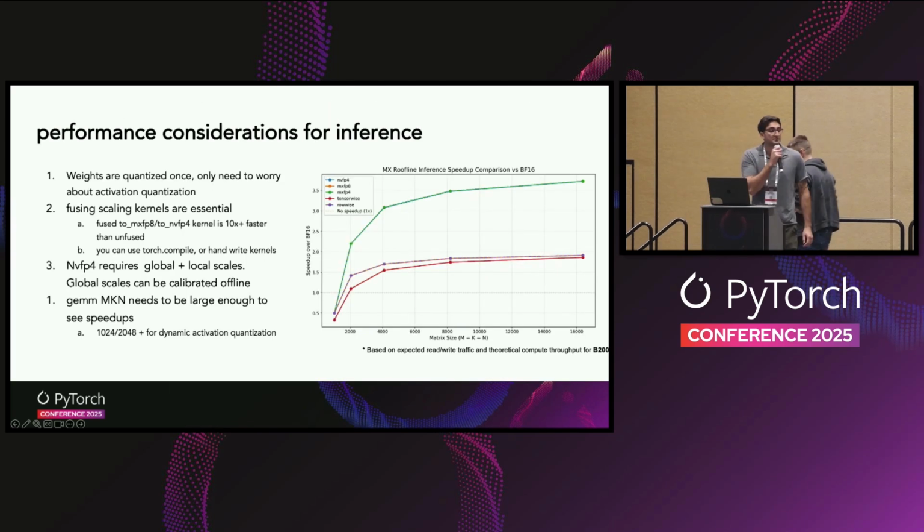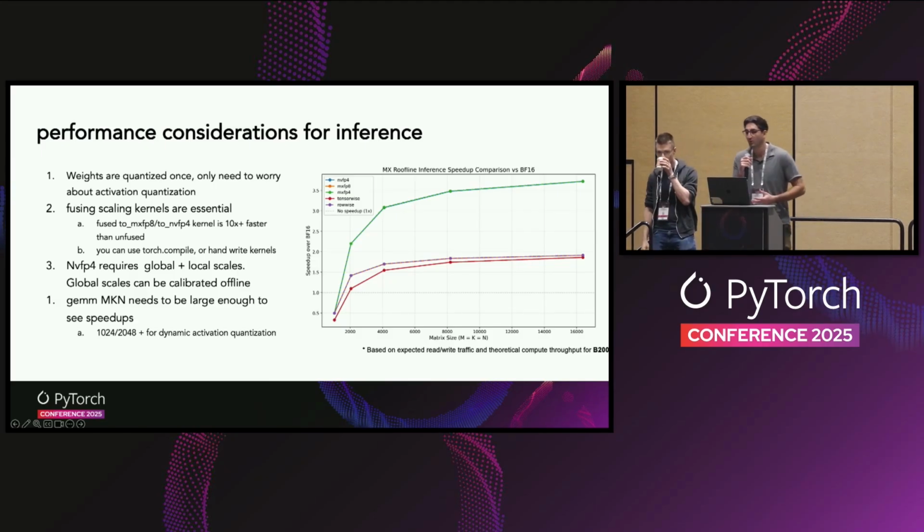Okay, some performance considerations for inference. Since weights are static for inference, we're going to quantize them once, and we typically store them in the checkpoints. And similar to training, the dynamic scaling for activations should also be fused into kernels. And this can be done, again, with either custom CUDA, Triton kernels, or torch compile.